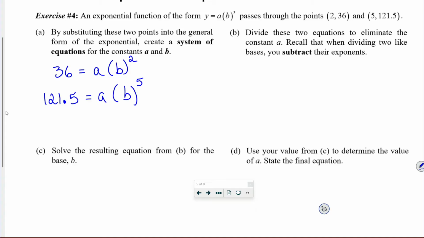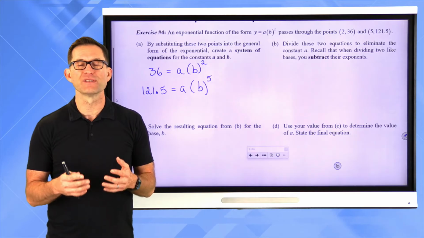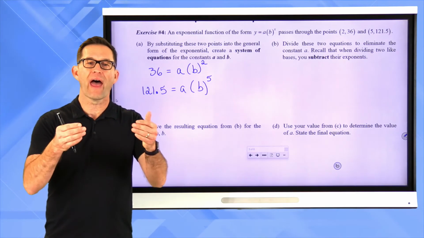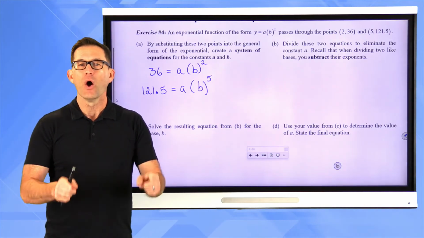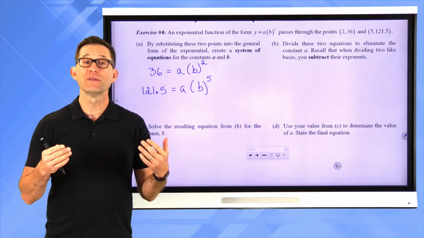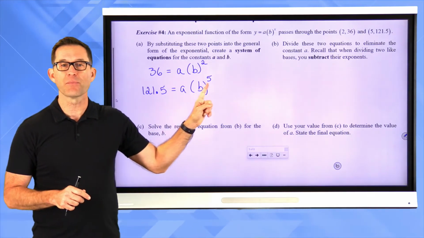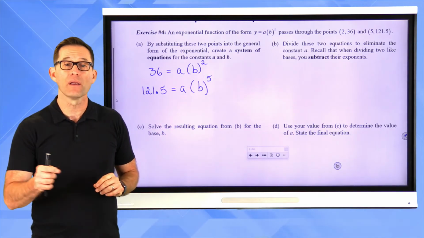Divide these 2 equations to eliminate the constant a. Recall that when dividing 2 like bases, you subtract their exponents. All right, so back when you were working with systems of equations in Algebra 1, you oftentimes used the elimination method, where you would add 2 equations together and have opposite values cancel each other out. Well, instead of using the addition property of equality here, we're going to use the division property of equality, and I'm going to take this equation where the exponent is higher, and I'm going to divide it by this equation where the exponent is somewhat lower, right?